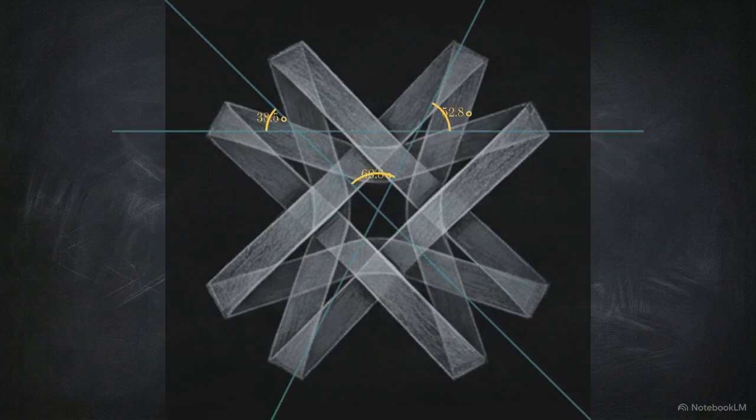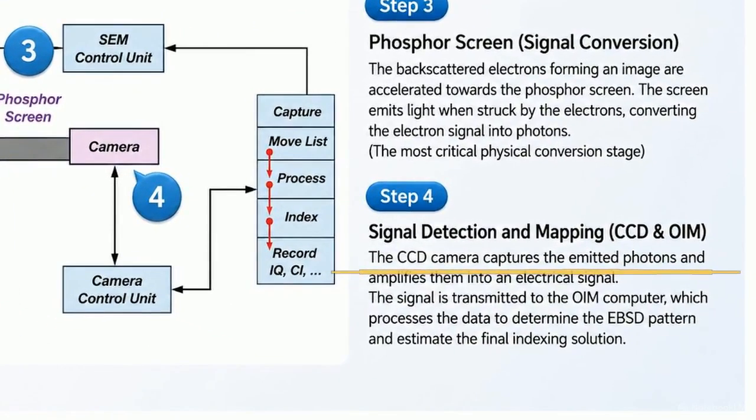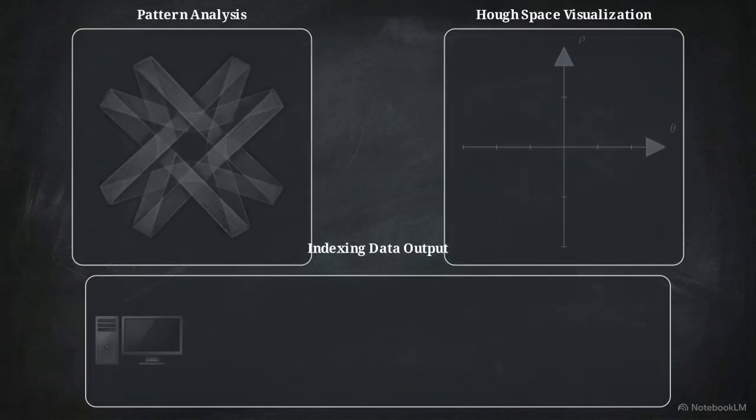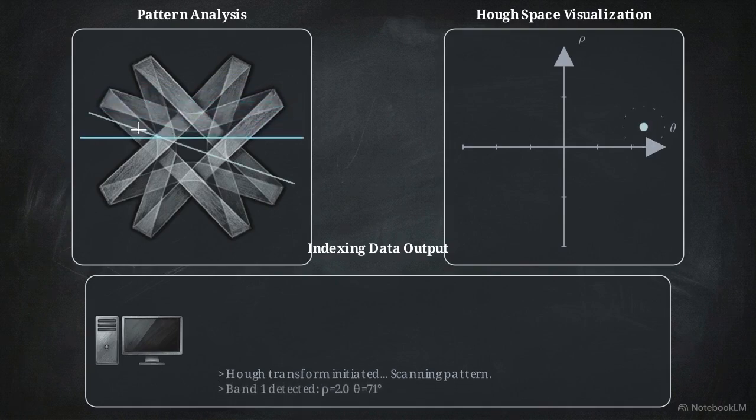Now that the structural data is visible as light, a highly sensitive charge-coupled device, or CCD camera, positioned directly behind the screen, captures the photon pattern. The camera amplifies that pattern, converting the photons into a digitized electrical signal and sending it to the EBSD computer. Finally, the software runs a Hough transform on the digitized image. This mathematical process detects the bands, calculates their intersecting angles, checks those angles against a known database, and assigns the correct Euler angles and phase data to that single coordinate.